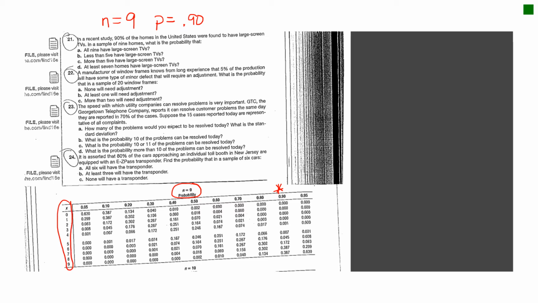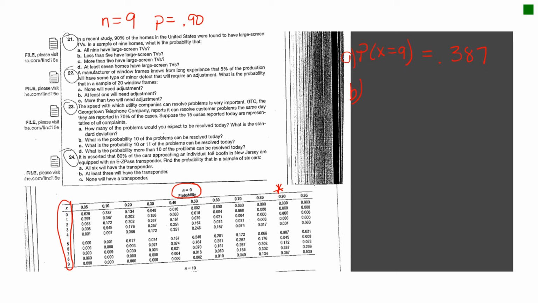Now, to answer the first question, it says, what would be the probability that all 9 homes would have a large screen TV? So that's like saying the probability that x is equal to 9. So you go to your table, you go to the very bottom, where x is equal to 9 is right there. So where that intersects with the column, I see 0.387. So guys, that would be your answer, simply 0.387. Again, you do not need to manually calculate these, just go to your table. So that would be part A.